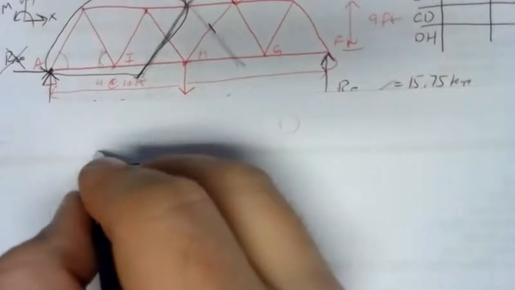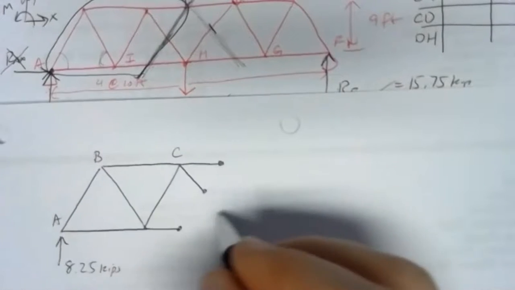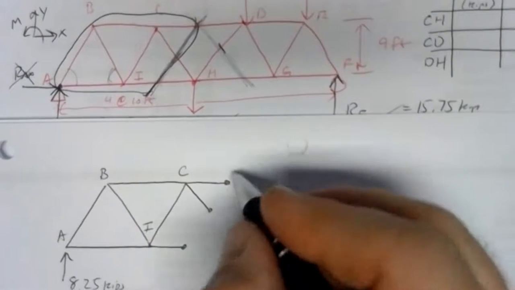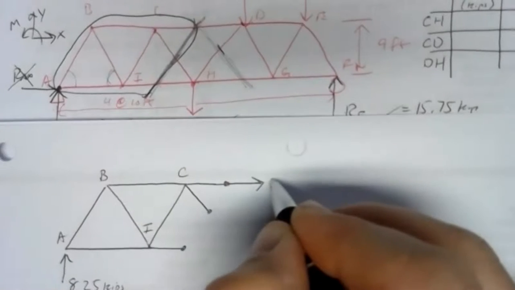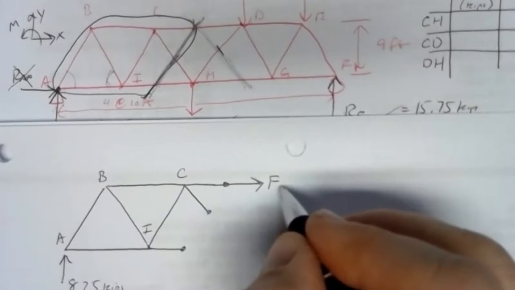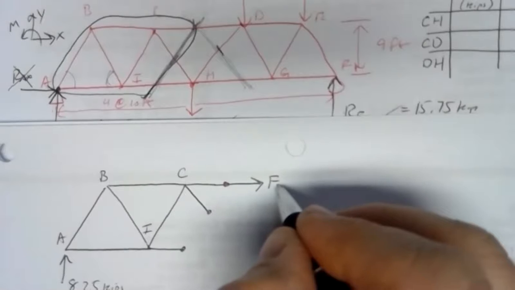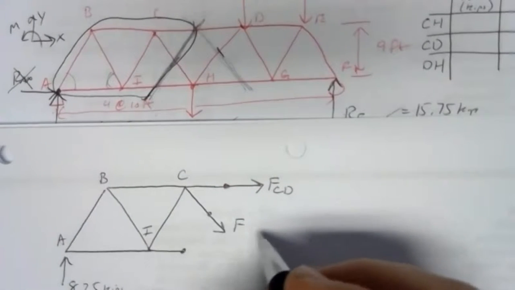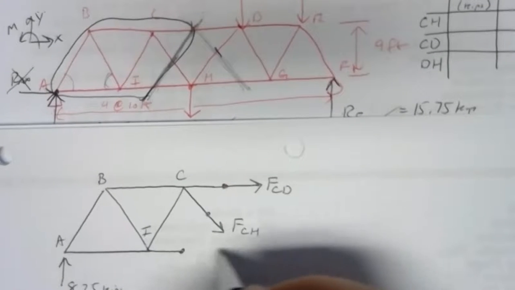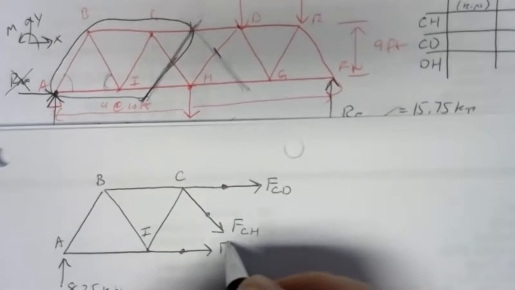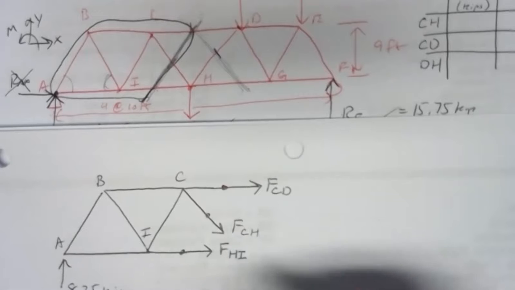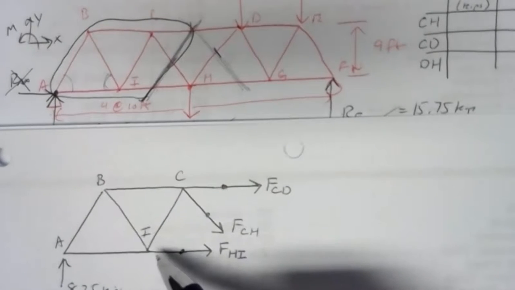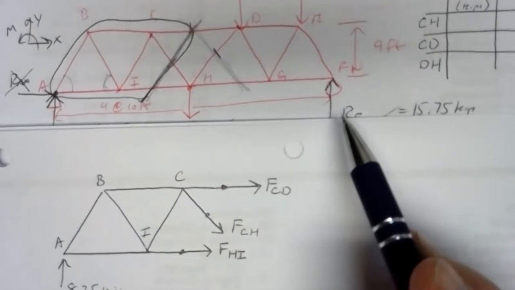That's A, B, C, and I. So where we've cut through, we've got a force felt by member CD, a force felt by member CH, and a force felt by member HI. Those three forces are the forces the piece of the truss I'm keeping feels from the piece of the truss that I'm throwing away.